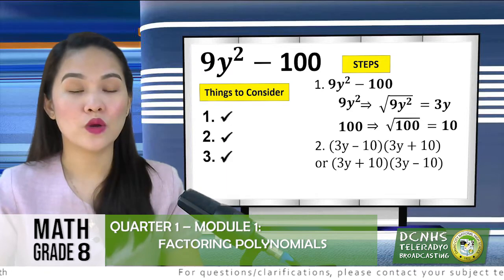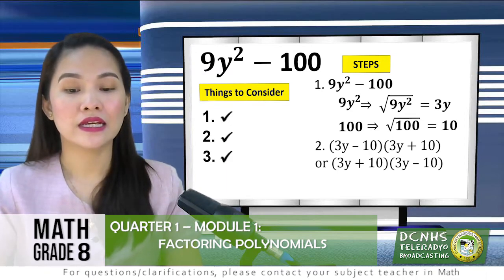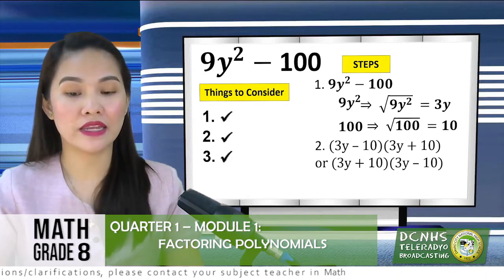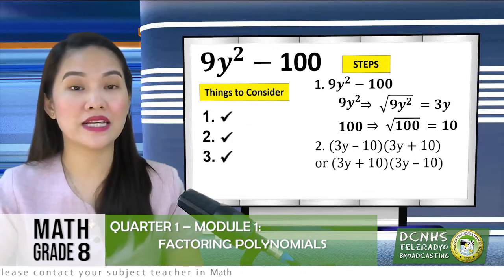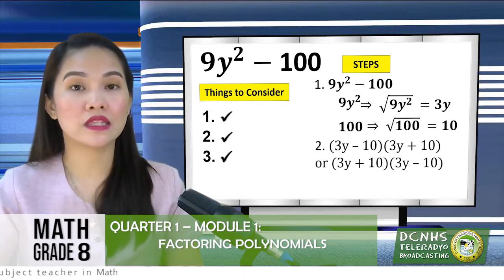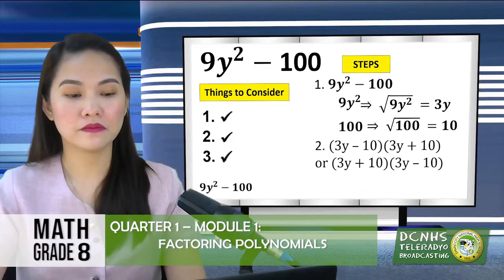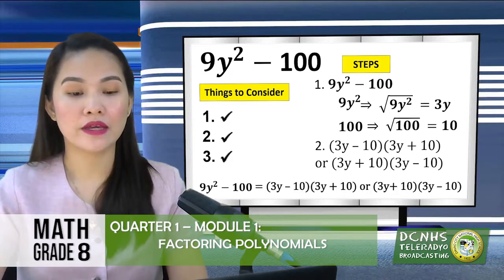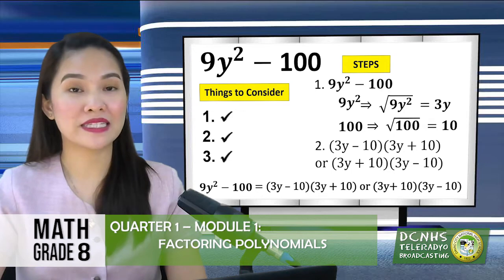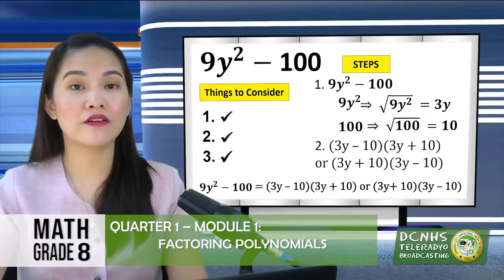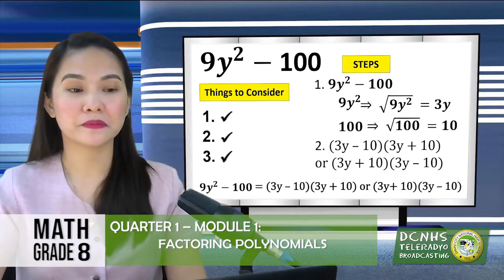Following the format, we could say that the factors are the quantity 3y minus 10 times the quantity 3y plus 10, or the quantity 3y plus 10 times the quantity 3y minus 10. Therefore, the factors of 9y squared minus 100 are the quantity of 3y minus 10 times the quantity of 3y plus 10, or the quantity of 3y plus 10 times the quantity of 3y minus 10.